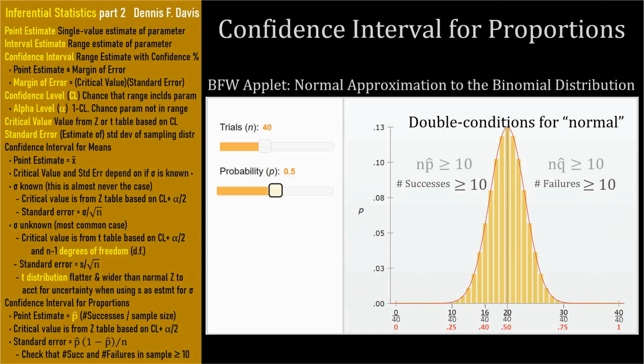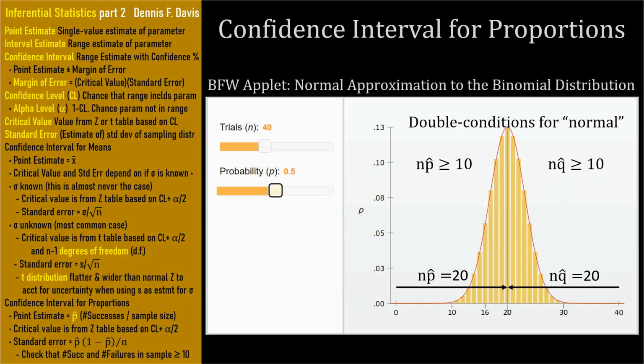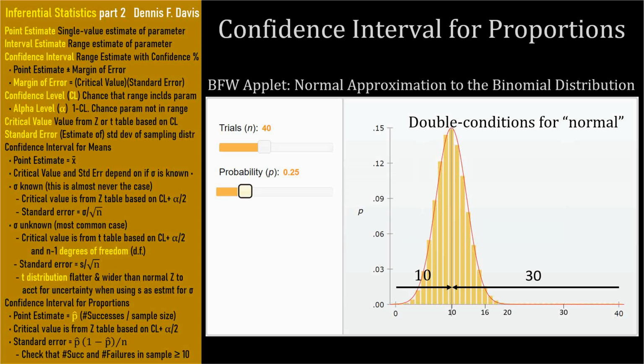Here's where that rule comes from. As you can see, the red normal curve matches the data extraordinarily well, and on the average, we have 20 successes and 20 failures, both greater than or equal to 10. As we reduce p, the mound shape moves to the left. At p equals 0.25, there are 10 successes and 30 failures, both greater than or equal to 10, and the red normal curve still closely approximates the sampling distribution.